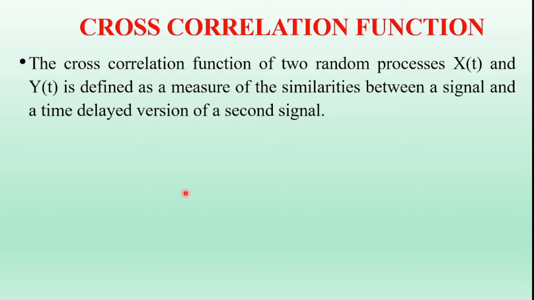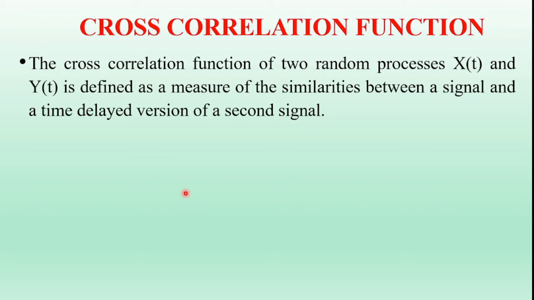The cross correlation function of two random processes x(t) and y(t) is defined as a measure of similarity between a signal and a time delayed version of a second signal. Consider two random processes x(t) and y(t). The cross correlation function of the two random processes is defined as a measure of similarity between a signal and a time delayed version of the second signal.